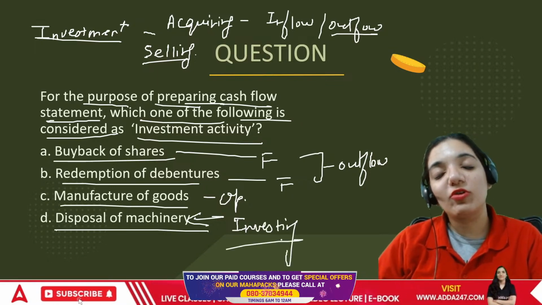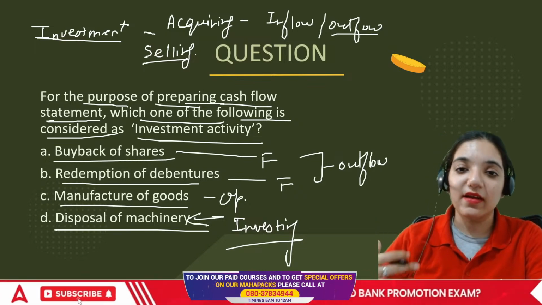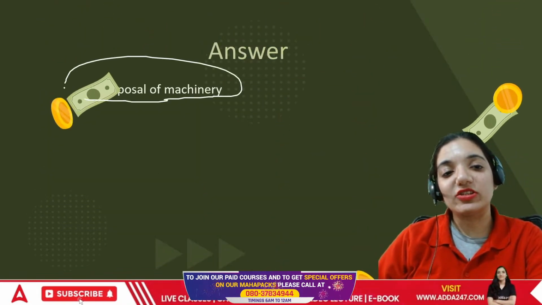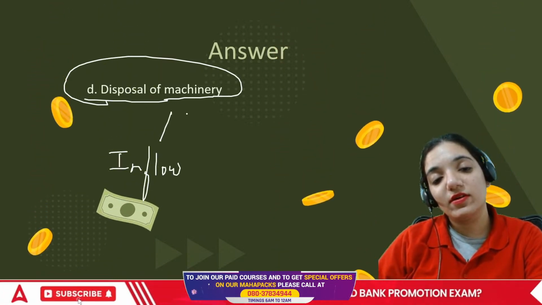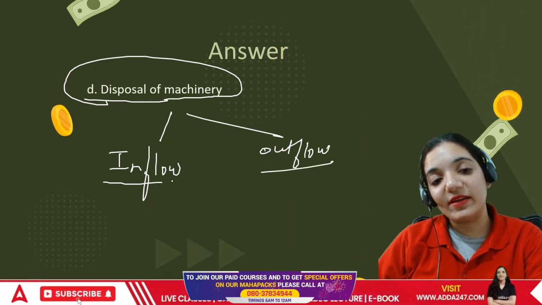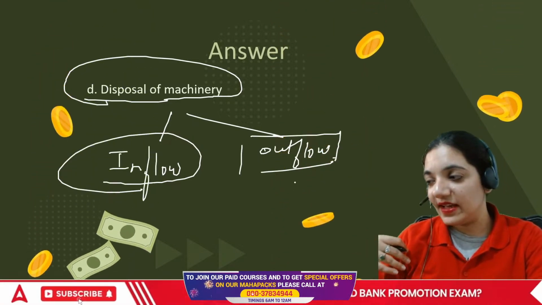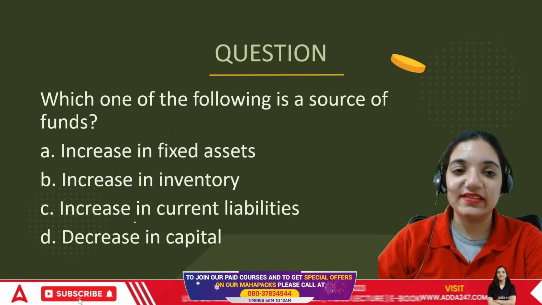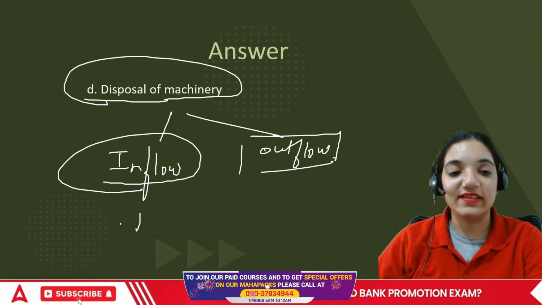So with every question, I'm going to let you know all the different points. Whenever you are dealing with such questions, be very clear about what we are going to do. That is disposal of machinery. If I dispose of machinery, is it going to be an inflow or an outflow? See everyone, if I sell an asset, I get money. If I buy an asset, it's an outflow, because then I have to shell out money. In this case, I will get money. So disposal is an inflow.